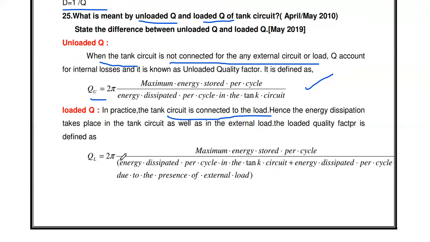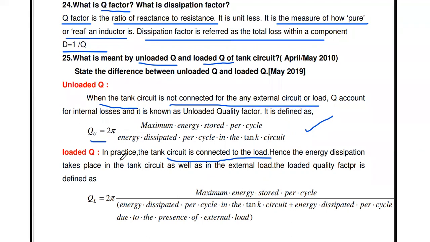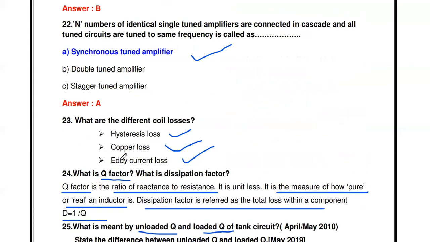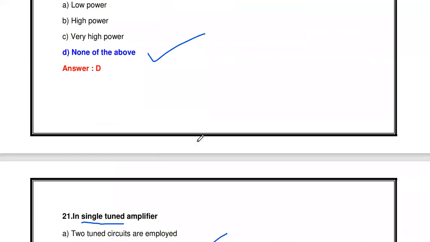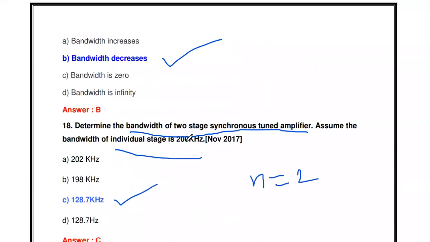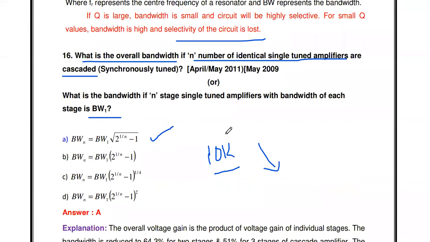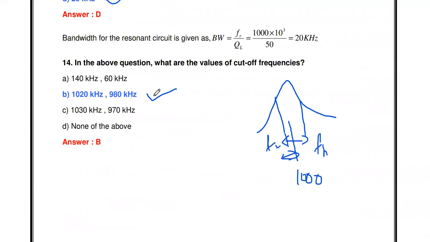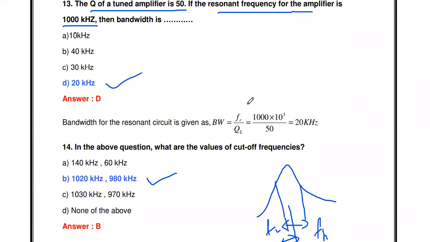So these are some of the questions from the single tuned amplifier. Single tuned amplifier means we use only one tuned circuit, and the resonant frequency formula is FR equals 1 by 2 pi root LC. The relation between quality factor, bandwidth, and resonant frequency is Q equals FR by BW. That is a very important formula. Using that formula, we may get 3 or 4 different types of 2-mark problems.